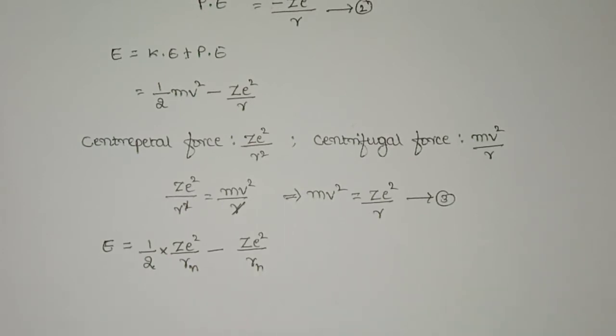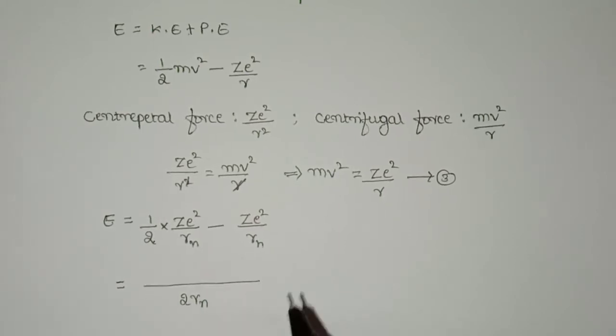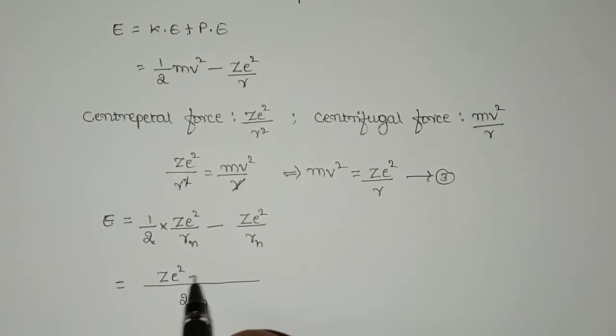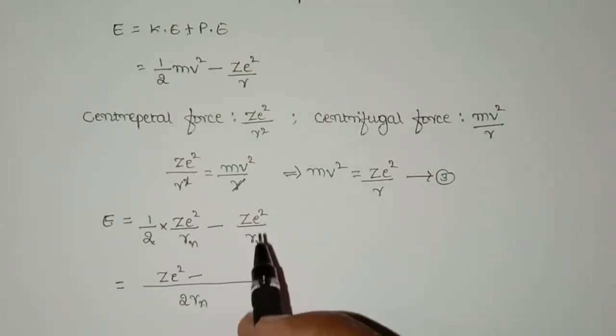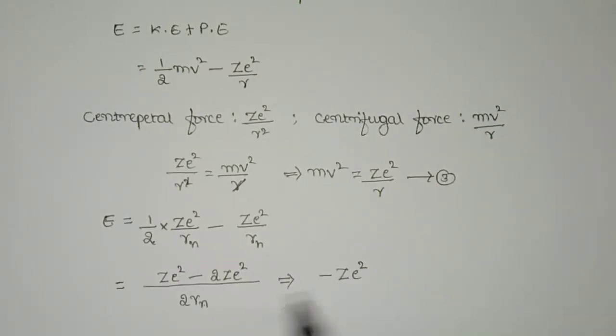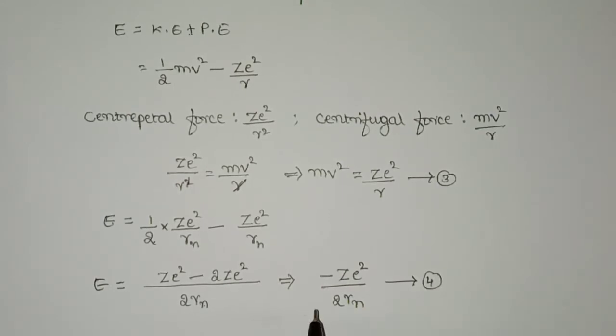So we can take the LCM. When you take the LCM, 2rn will be the LCM, and now 2rn will get cancelled. The only thing that remains is Ze square, and here it will be minus. So rn and rn will get cancelled, and we will remain with 2, which will be multiplied with Ze square. So you will be getting minus 2Ze square. Ze square minus 2Ze square, you are going to end up with minus Ze square divided by 2rn. That is the value of E. Let me consider this as equation number 4.